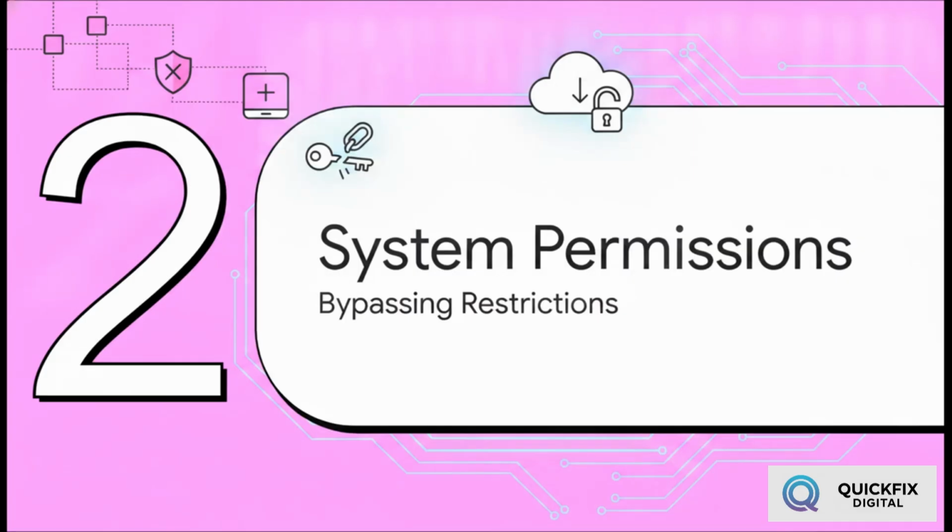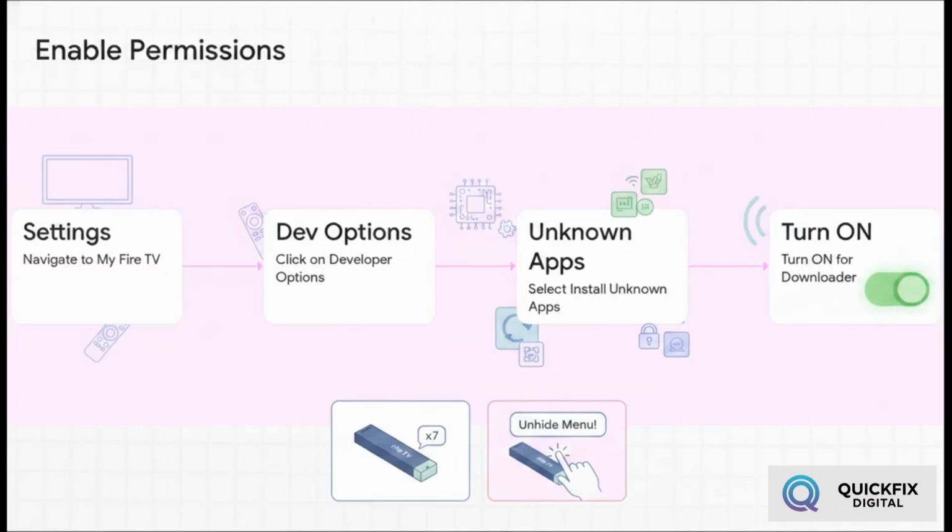Section 2. Preparing system permissions, bypassing restrictions. So, because Amazon blocks third-party apps straight out of the box, we basically have to prep the operating system manually. To enable sideloading, you're going to start on your home screen, go to Settings, and click My Fire TV. From there, click Developer Options. Then you'll select either Install Unknown Apps or Apps from Unknown Sources, depending on your specific Fire OS version, and just turn it on, specifically for the Downloader app.